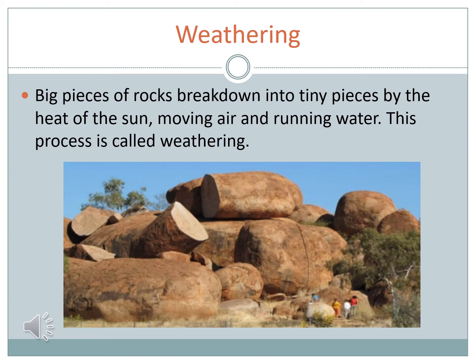When these tiny pieces mix with organic matter, means remains of dead plants and animals, and with minerals, then soil is formed. So we can say soil is formed by weathering of rocks. Weathering of rocks means big pieces of rocks break down into tiny pieces by the action of heat or moving air or running water. So this way soil is formed, and it is a natural process. It is a slow process which takes thousands of years.